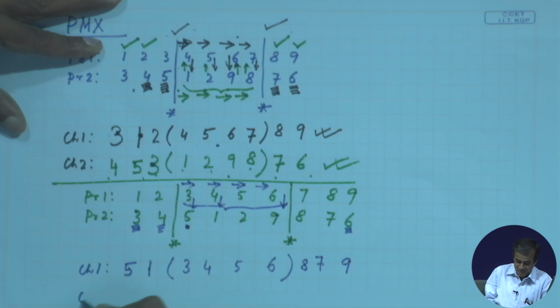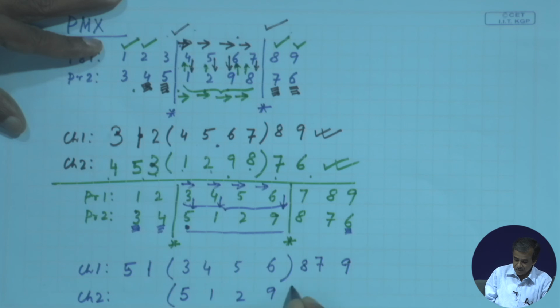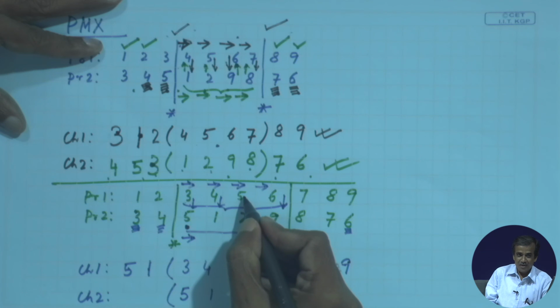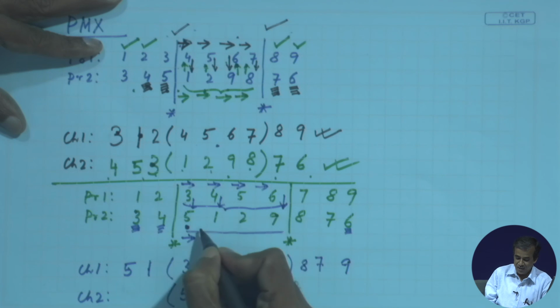Okay. Similarly, child 2. Directly you copy this: 5, 1, 2, 9. Then you start your search from here. First is 5. 5 is already there within the crossover site, so you can't do anything.